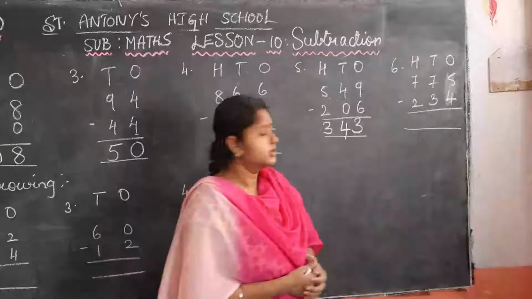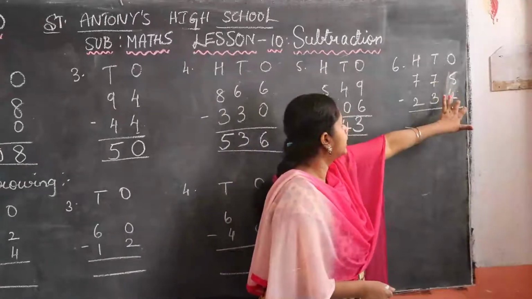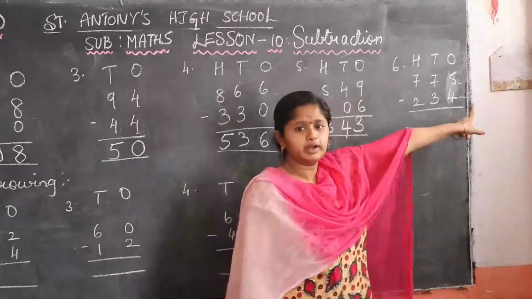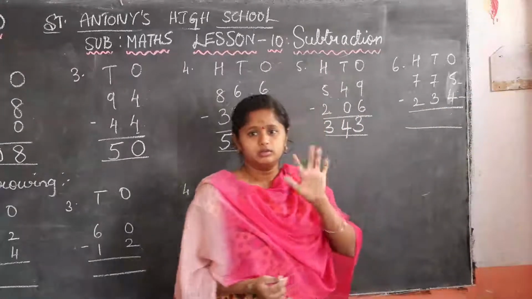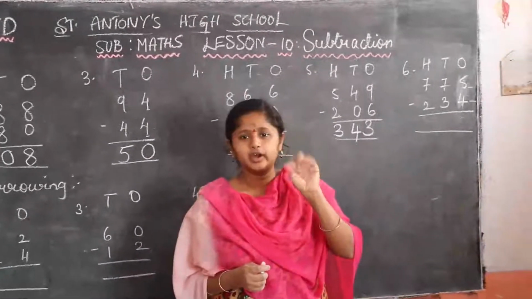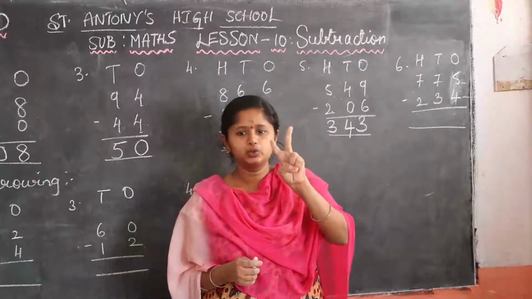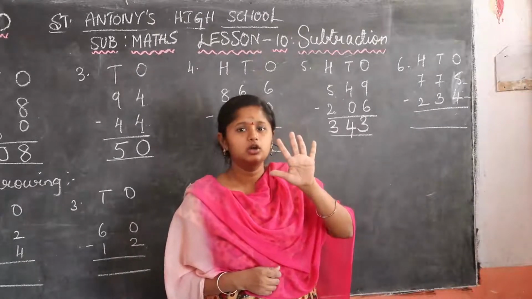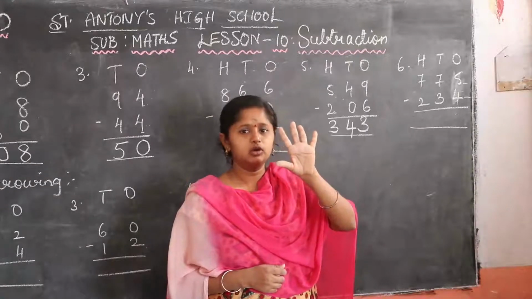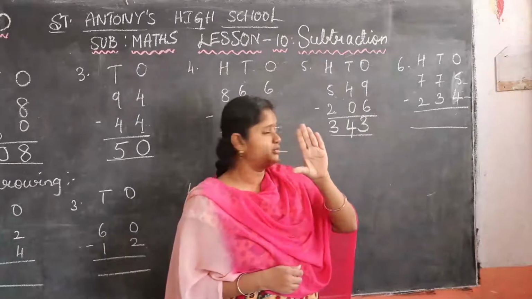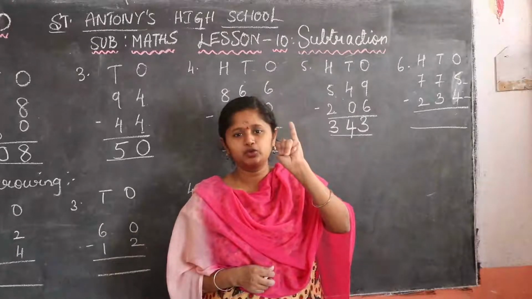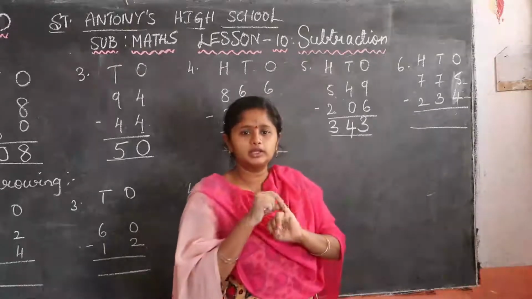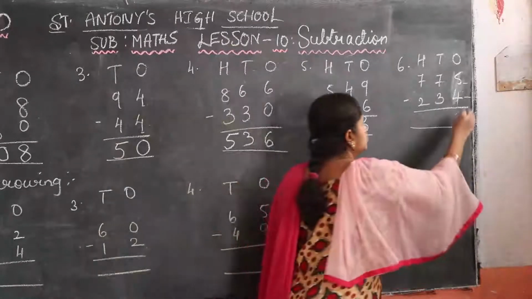Next, see, 5 minus 4. Where is 5? 5 minus 4. Okay, so how much is this? Take your 5 fingers, children. 1, 2, 3, 4, 5. 5 fingers. So out of these 5 fingers, you have to take away 4 fingers. 1, 2, 3, 4. 4 fingers you take away. Okay. So how much is the balance? 1 is the balance. So 1.